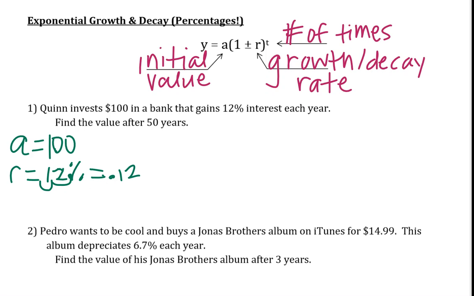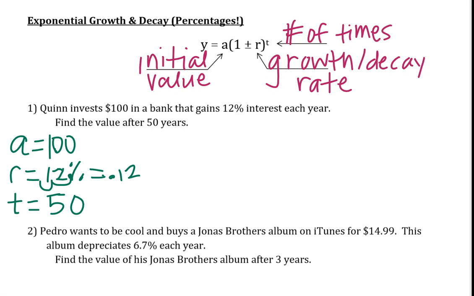And lastly, the number of times t. It says that it's gaining 12% interest each year. So it's happening one time a year for 50 years. So that's going to make my t a 50.